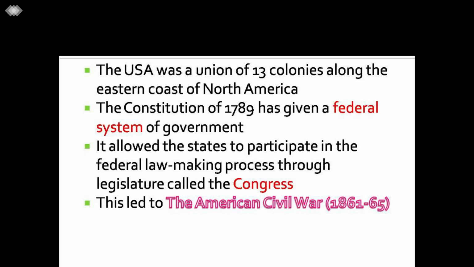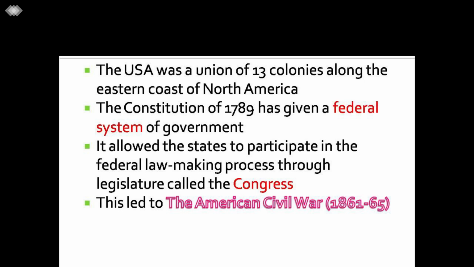Let me brief you how the American Civil War happened. At the dawn of the 19th century, the USA was a union of 13 colonies along the eastern coast of North America. The Constitution of 1789 had given the USA a federal system of government. This system provided for the sharing of power between the federal government, that is, the government at the center, and the governments of the member states.